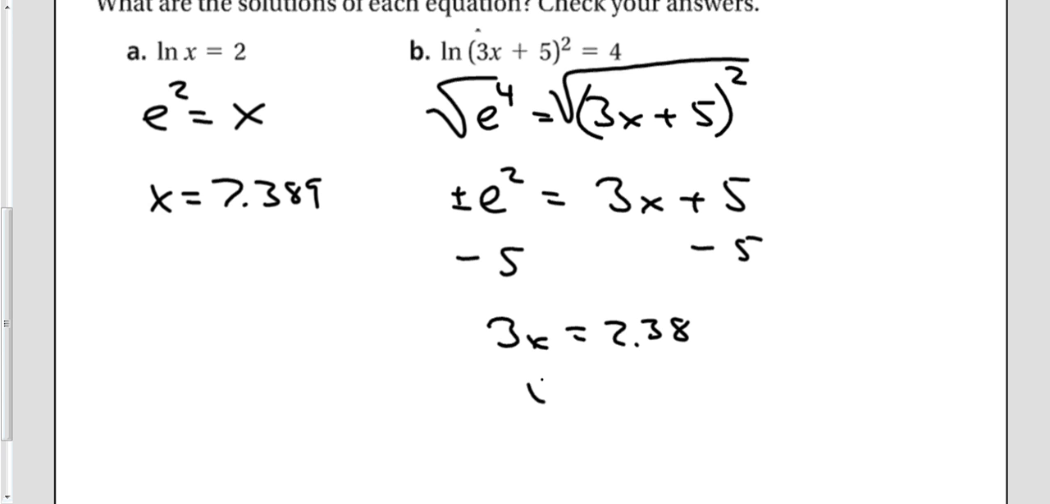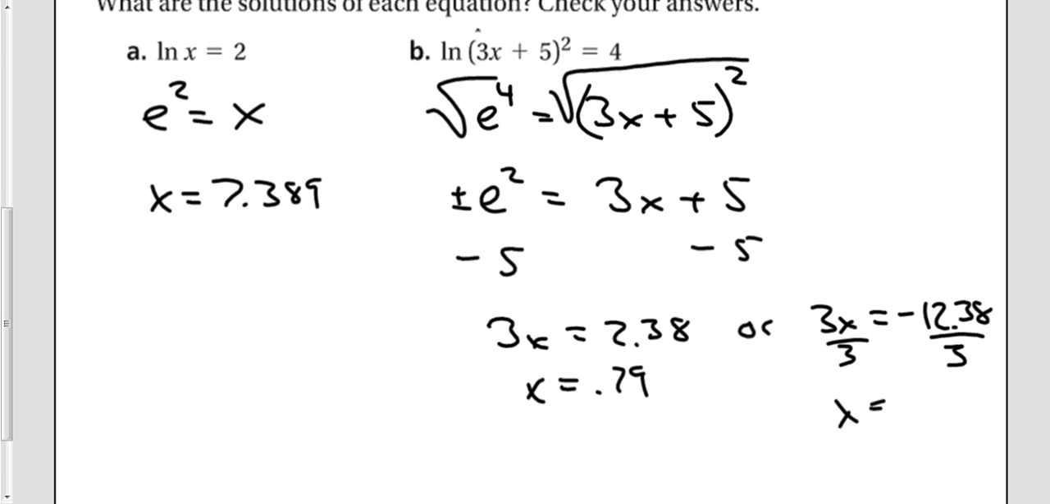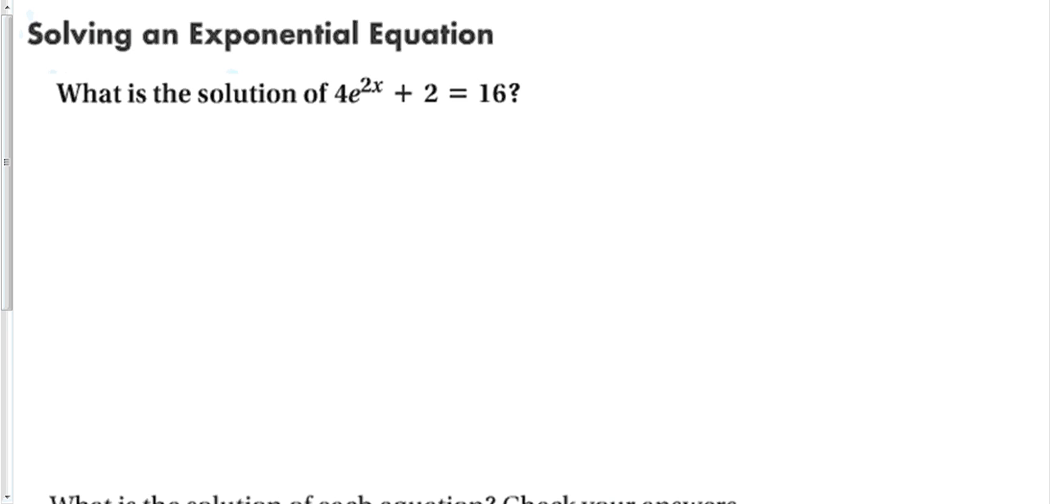So 2.38, divide that by 3, we're going to have x is equal to 0.79. Or let's use the negative, so we have negative e squared minus 5, 3x is going to be equal to negative 12.38, divided by 3, and we're going to have x is equal to minus 4.13. Okay? It's just a matter of using your calculator. Okay? So let's try the opposite kind of problem.